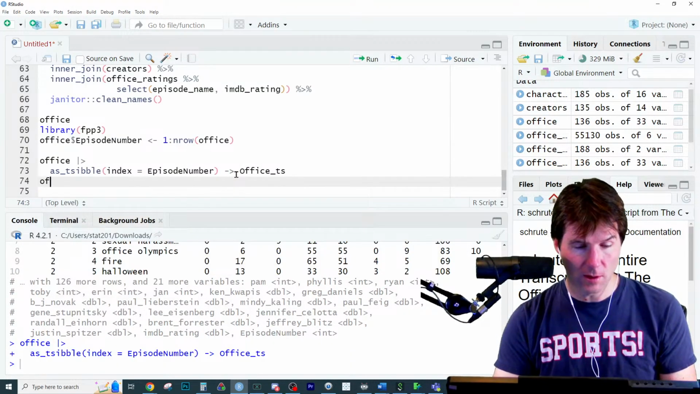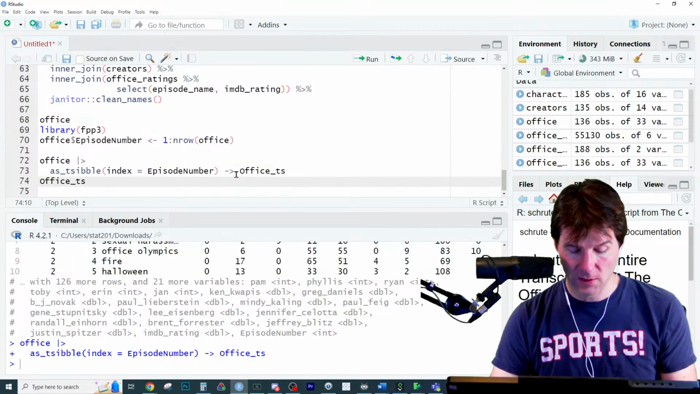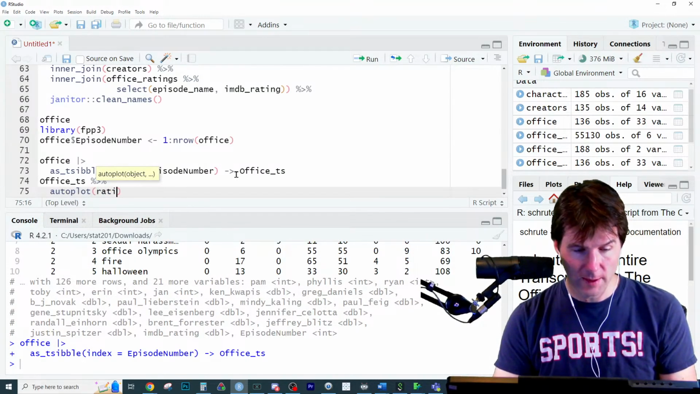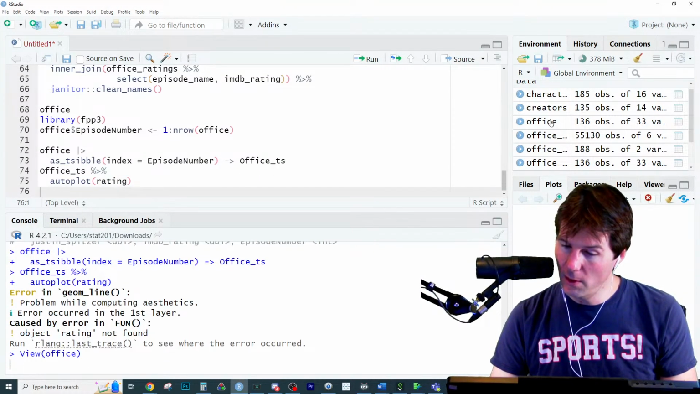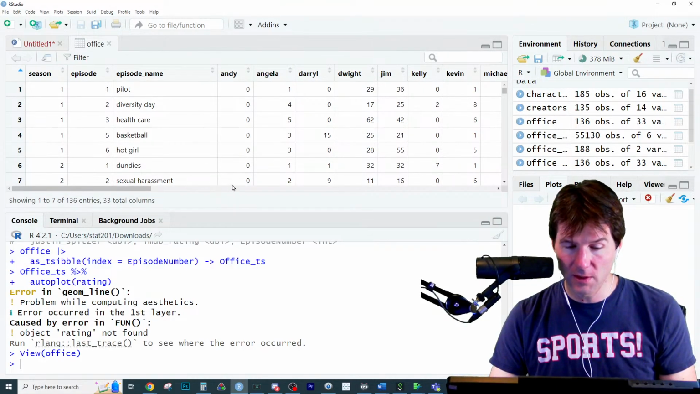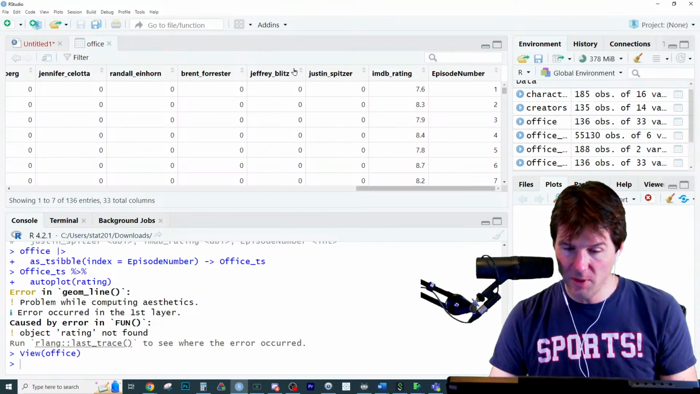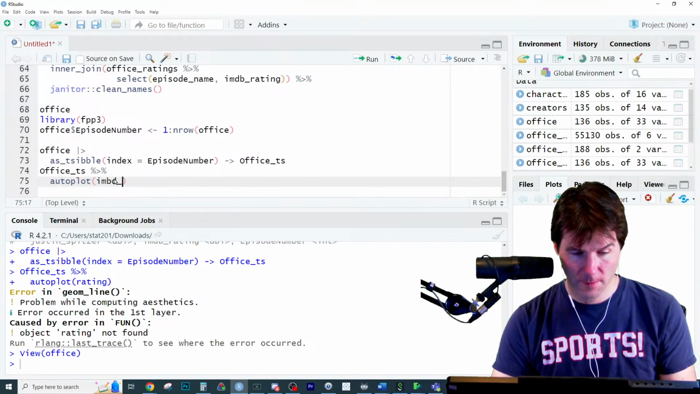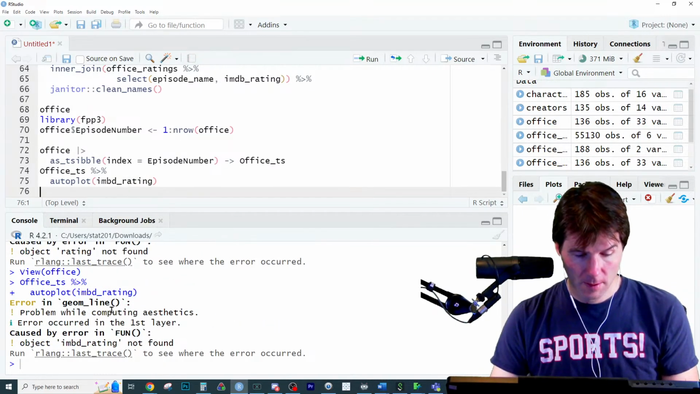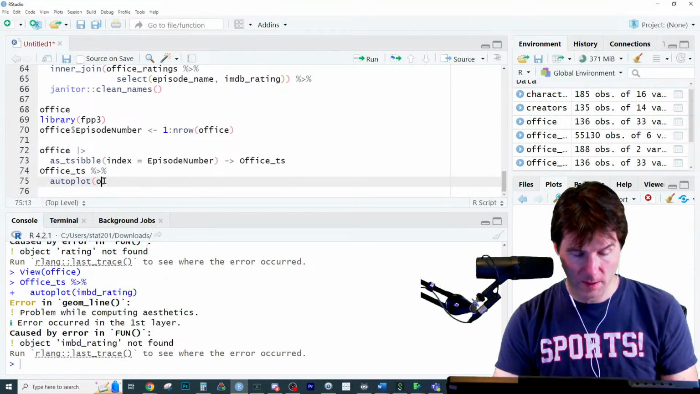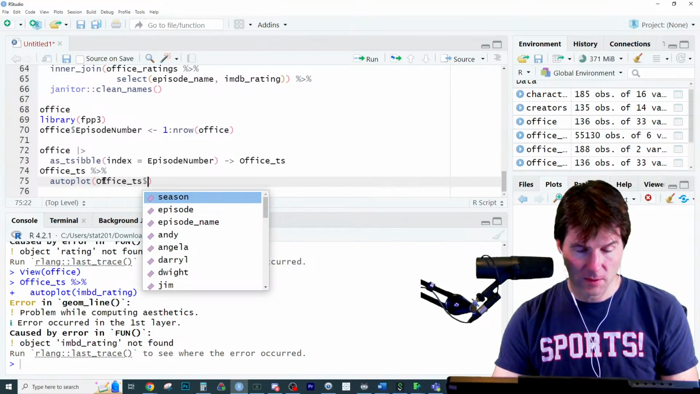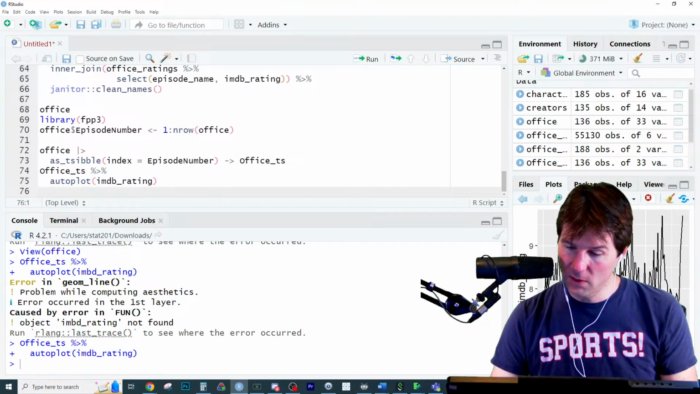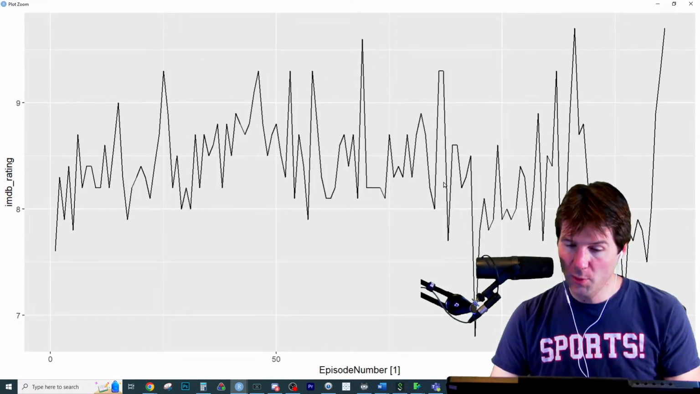Okay, so we're going to store this as Office tsibble object, time series, autoplot. Or we go Office, time series, autoplot, and it's rating, right? Oh, no, I thought it'd be that easy. Oh, it's like IMDb rating or something. IMDb underscore rating. Will it show up? Damn. IMDb underscore rating not found. Okay. Well, then Office, time series, IMDb underscore rating. There it is.